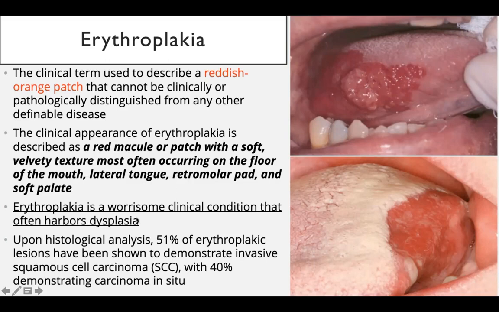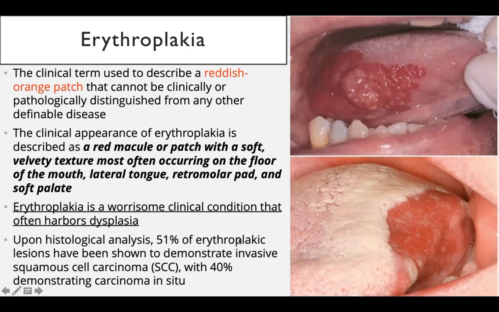Erythroplakia is a worrisome clinical condition that often harbors dysplasia. So unlike leukoplakia, erythroplakia is a worrisome clinical condition. Leukoplakia may or may not have it, depending on the high-grade dysplasia or the size of the leukoplakia, but erythroplakia overall, either small or big, is a worrisome clinical condition. Upon histopathology, 51% of erythroplakic lesions have been shown to demonstrate invasive squamous cell carcinoma.